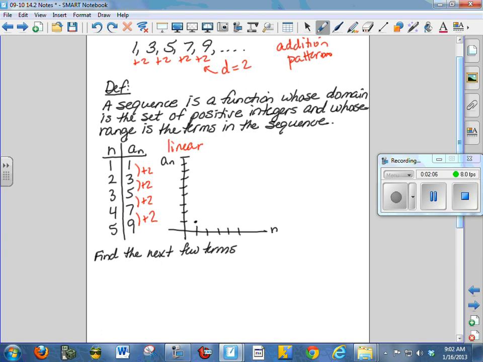So we have 1, 1. We have 2, 3. We have 3, 5. We have 4, 7. And we have 5, 9. Okay, so we have a linear pattern. Reminder once again, don't connect the dots. This is known as a discrete function. In other words, it has certain countable values, and you can't just have an infinite number of values in between because the term number has to be an integer.